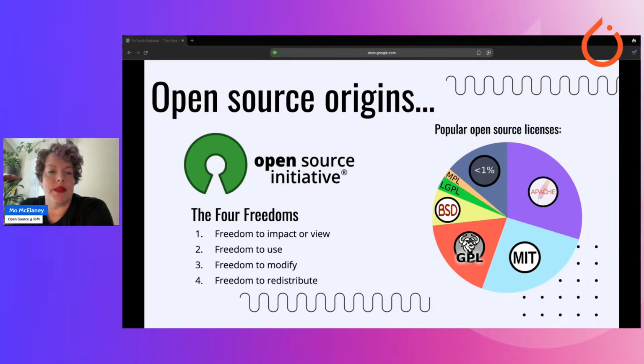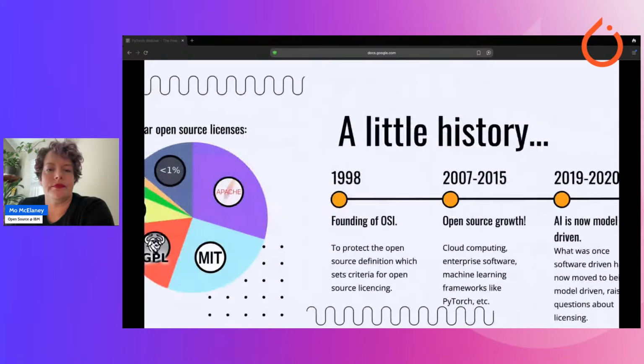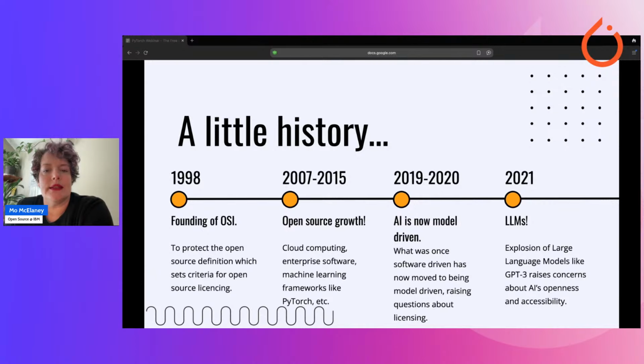So yeah, this slide shows the 4 freedoms that are set in place by the Open Source Initiative. And then you can see a chart of the most popular open source licenses that still exist today and are still in wide use. So now that we've got this history of how open source was founded, let's talk a little bit about how this moved into artificial intelligence and the development of this space.